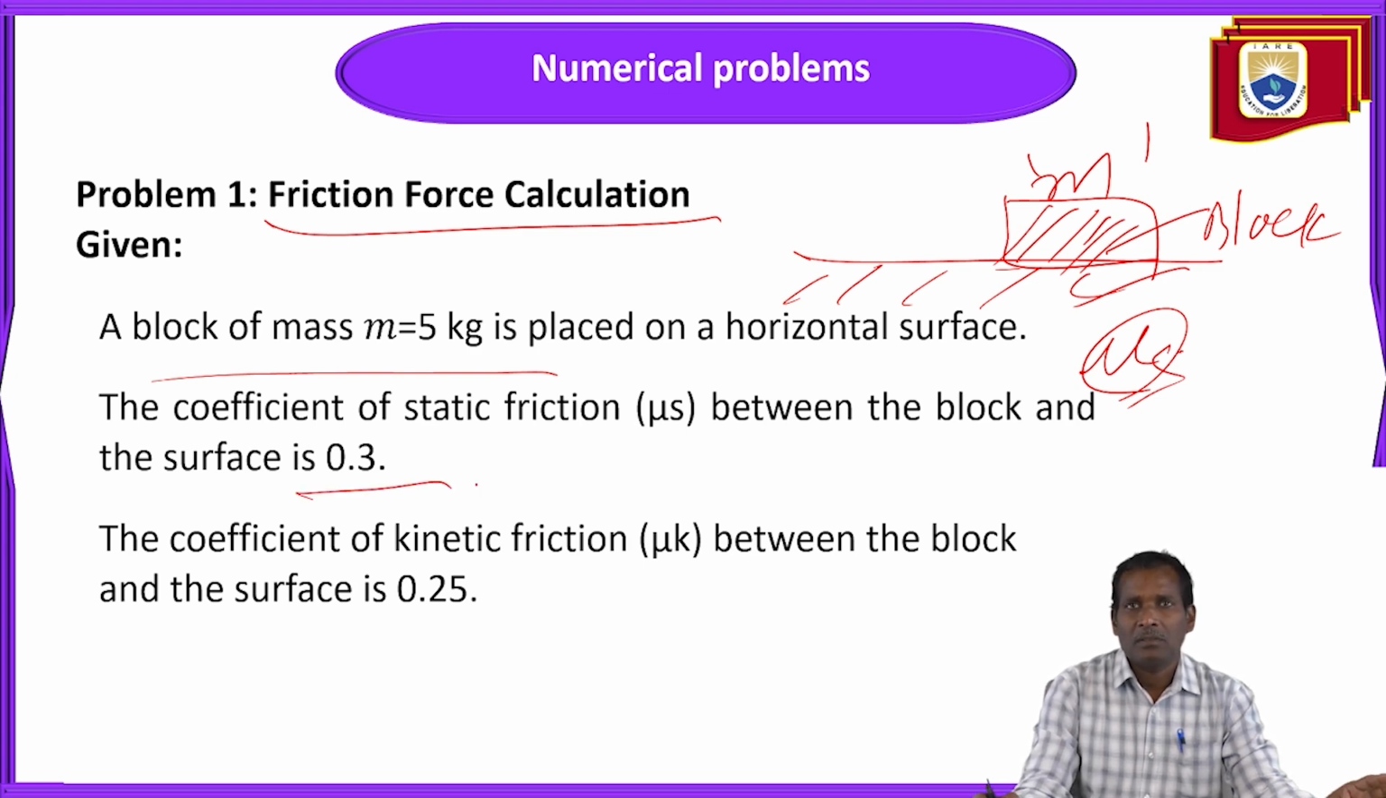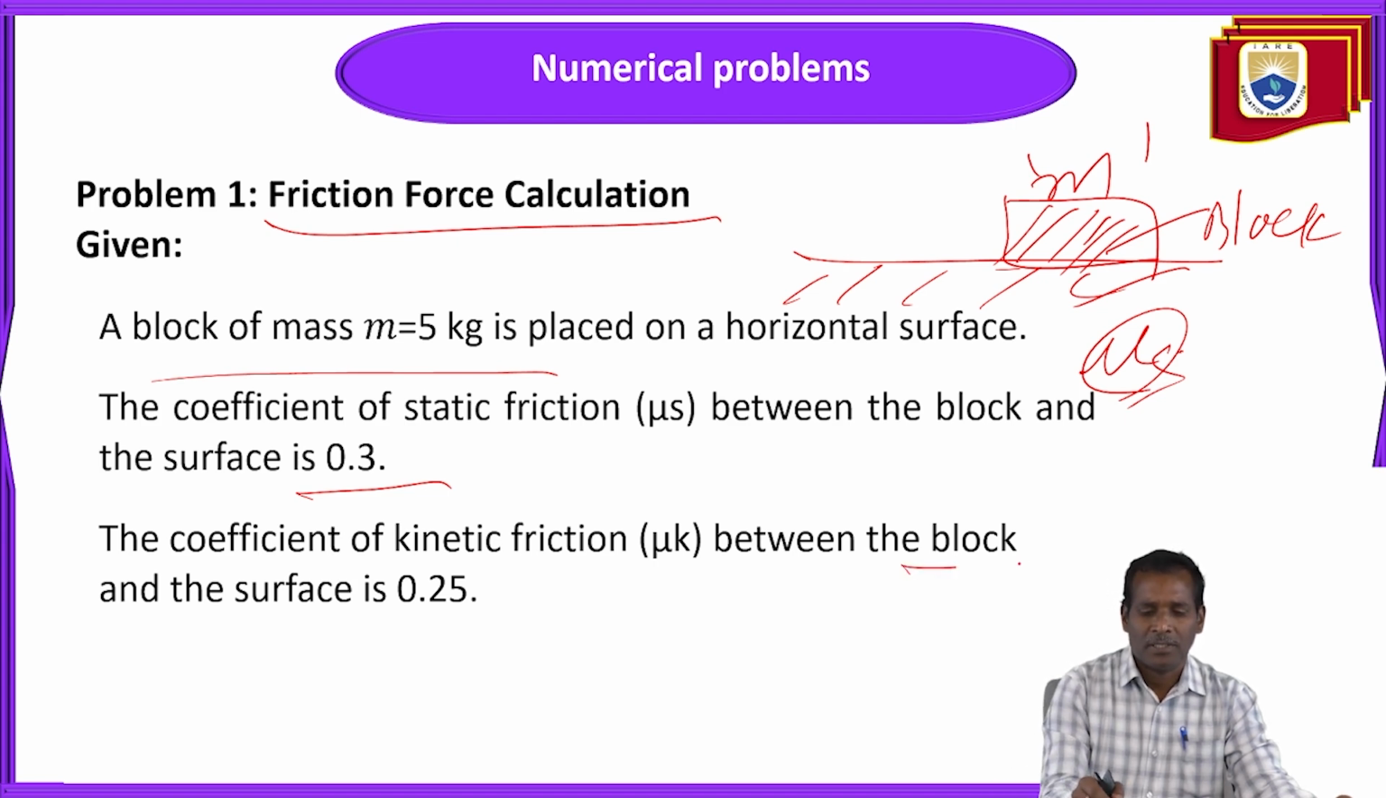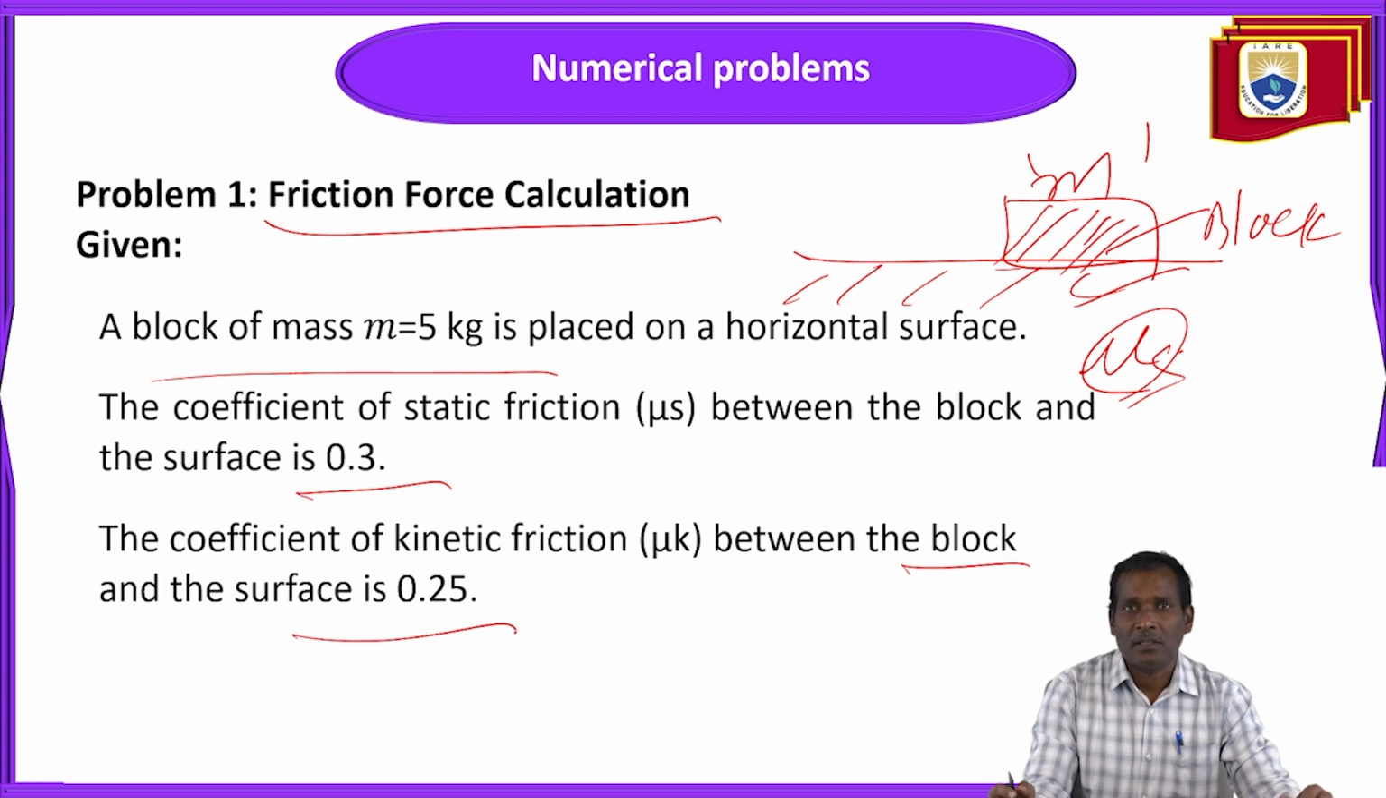So, already we have studied friction. There are two types: static friction and kinetic friction. The static friction is when the block is stationary. What is the friction value between these two surfaces? The coefficient of kinetic friction between the block and the surface, when the force is applied, is 0.25. So, the given values are like this, and we need to calculate the frictional force.